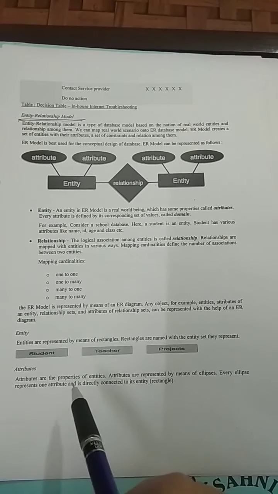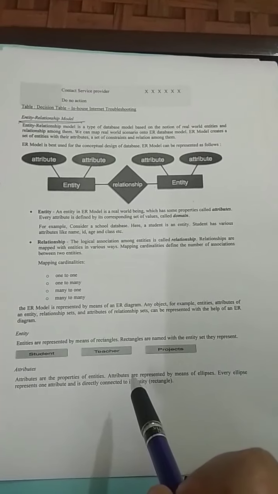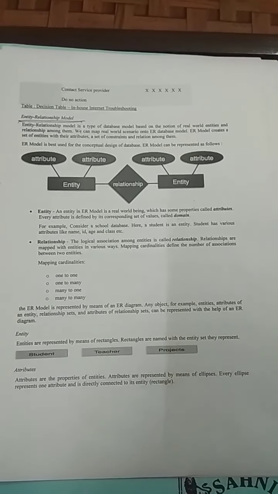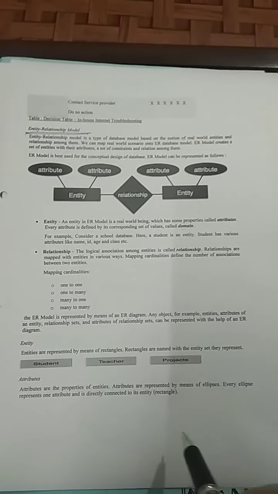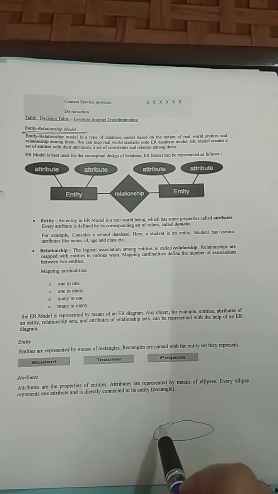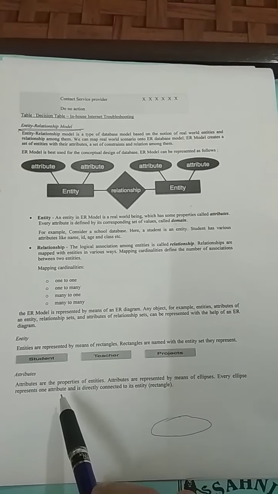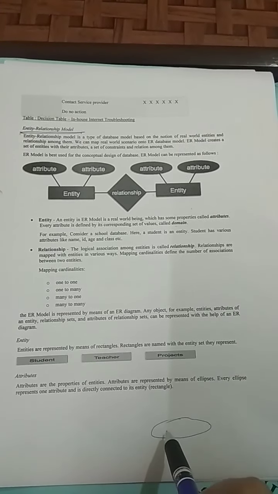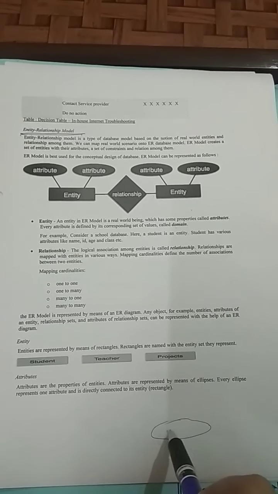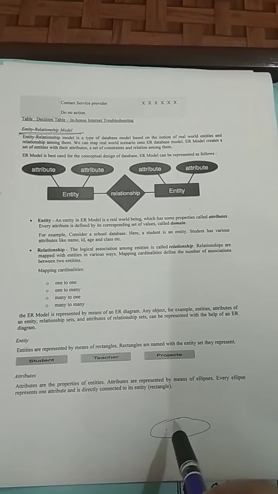Attributes are the properties or the features of the entities. Attributes are represented by an ellipse. This is an ellipse and this is an attribute for an entity. Every ellipse represents one attribute. Each ellipse consists of only one attribute. Not more than one attribute can be written in one ellipse.